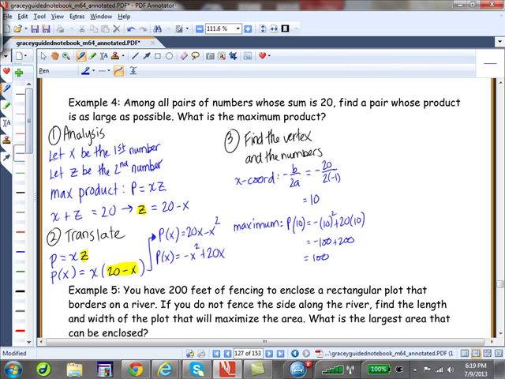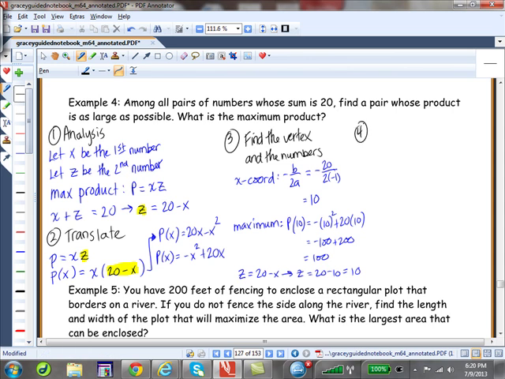Now what else do we need to find? Good, we need to find that other value z. So remember that z was equal to 20 minus x. So we found that x was 10. So z is equal to 20 minus 10. So z is also 10.